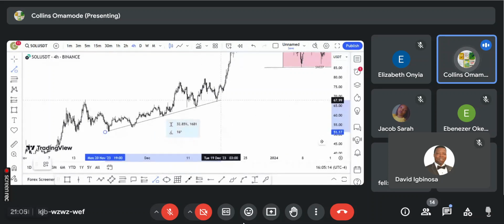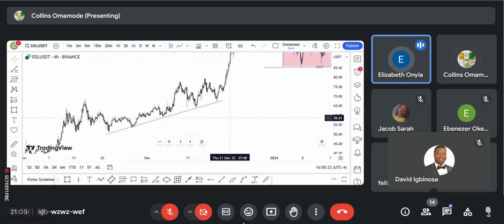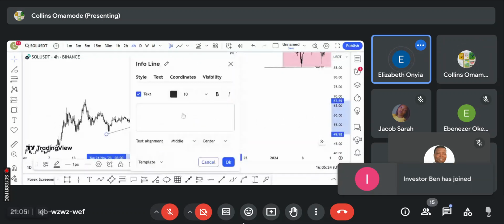Are you seeing all of them? What type of liquidity is building here? Bullish trend line liquidity, right? Yes, sir.